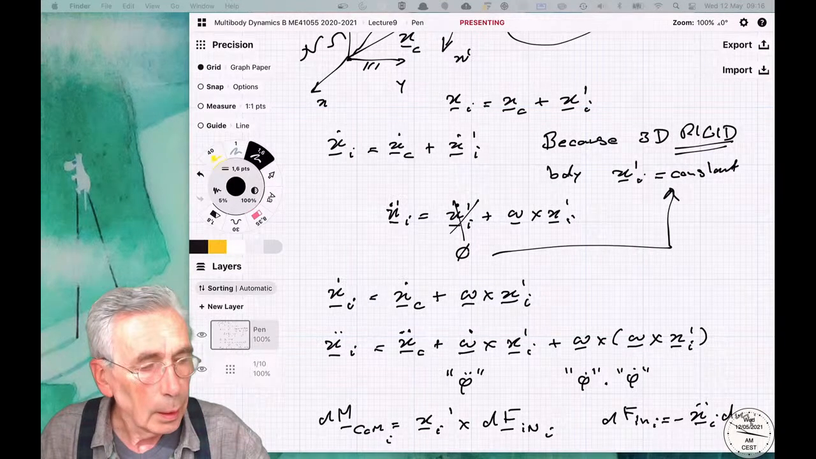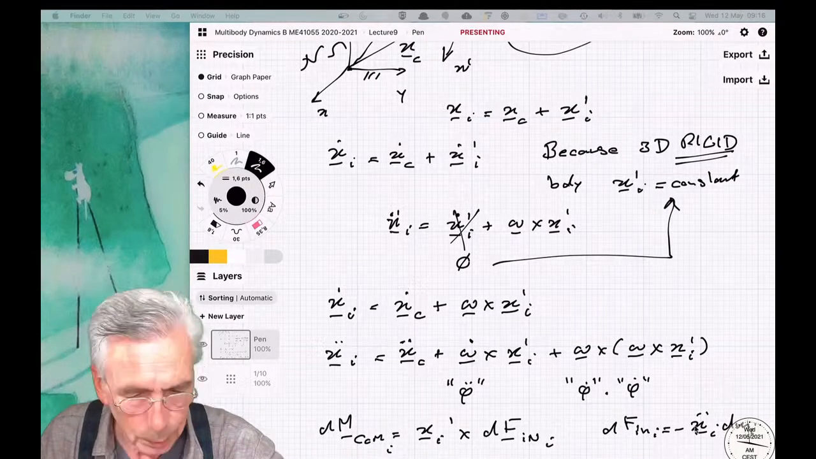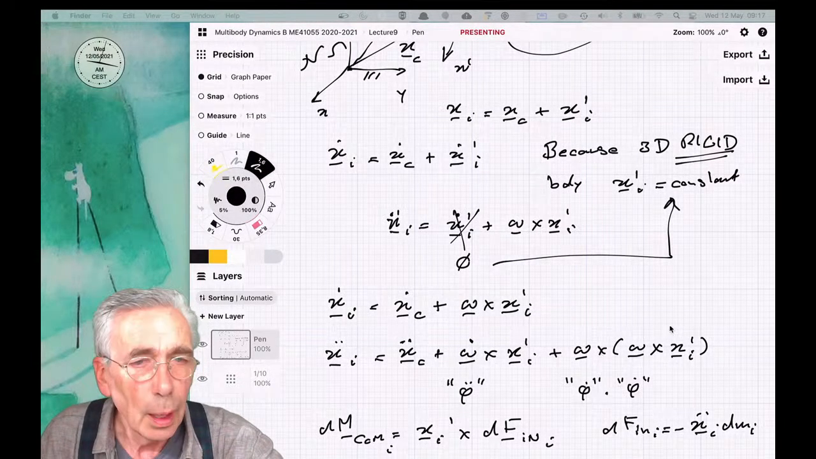And then, oh, my clock is in the way. That's not nice. Oh, go away. My clock is here, of course. Let's put the clock here.